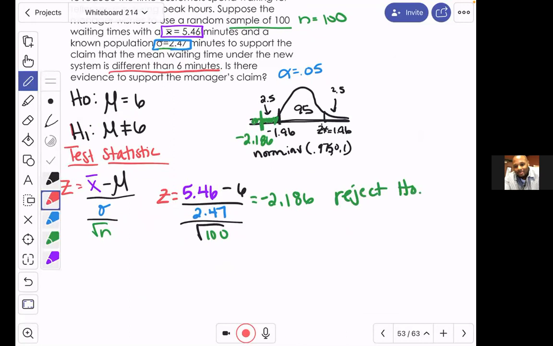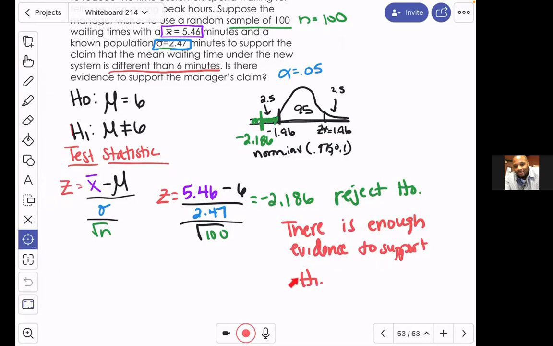Why are we doing that? Is there enough evidence or a lack of evidence here? Enough. If I reject your innocence, I'm telling you you're guilty because there's enough evidence. So in this case, there's enough evidence to support H1. Well, what is H1? There's enough evidence to support that the mean is different than 6. The mean is different than 6.